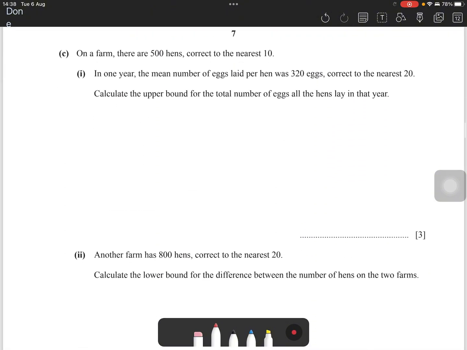C. On a farm, there are 500 hens, correct to the nearest 10. In 1 year, the mean number of eggs laid per hen was 320 eggs, correct to the nearest 20. This is the number of eggs laid per hen. Calculate the upper bound for the total number of eggs the hens laid in that year.